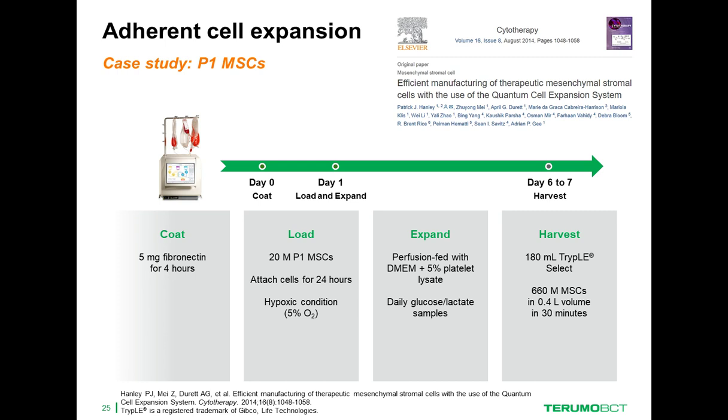A new disposable was fitted onto the Quantum system and coated with fibronectin for 4 hours before 20 million cells were loaded. After a 24-hour attachment phase, the bioreactor was perfusion fed for the next 5 to 6 days. The cell expansion was monitored by daily glucose and lactate samples as well. At the end of the week, 660 million cells were harvested in a small 400 mL volume on average.